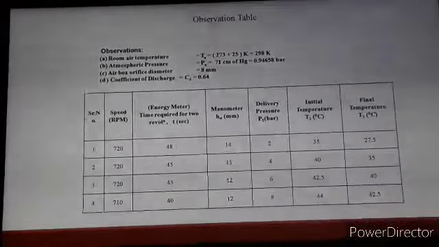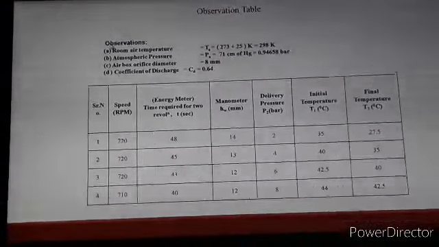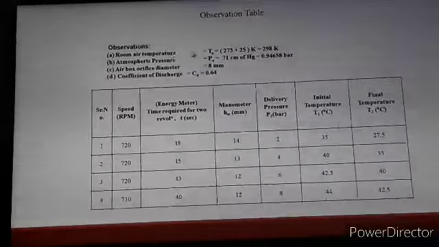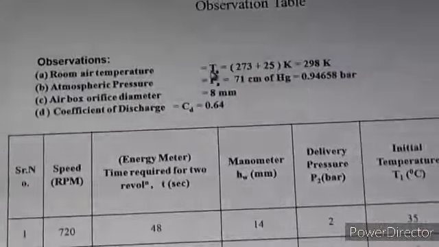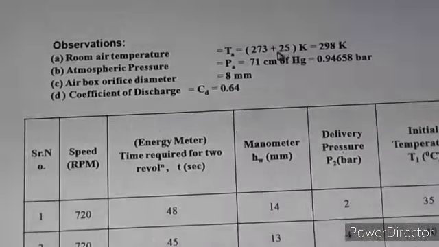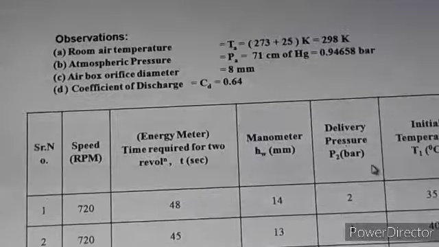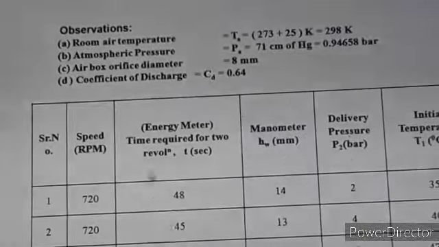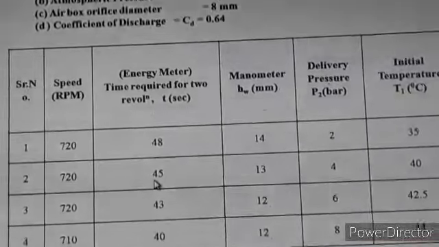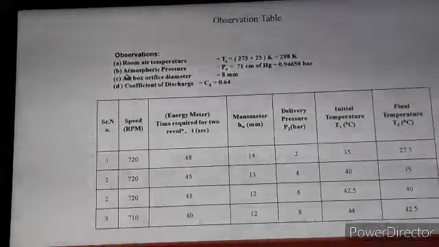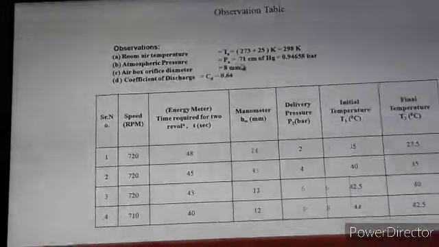So this is the observation table for our today's experiment. In observations we have to record the room air temperature, denoted by TA. Here the previous reading is given to you just for your reference. You have to take this reference reading and write your own reading as soon as we complete the trial on the compressor. Again, we have to record the atmospheric pressure, that is PA.